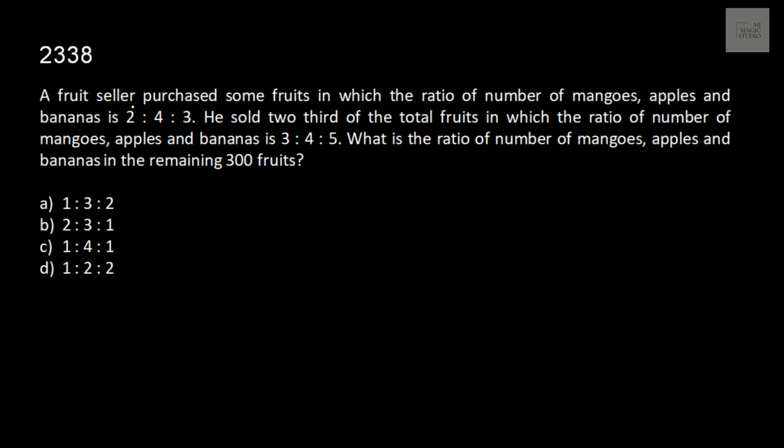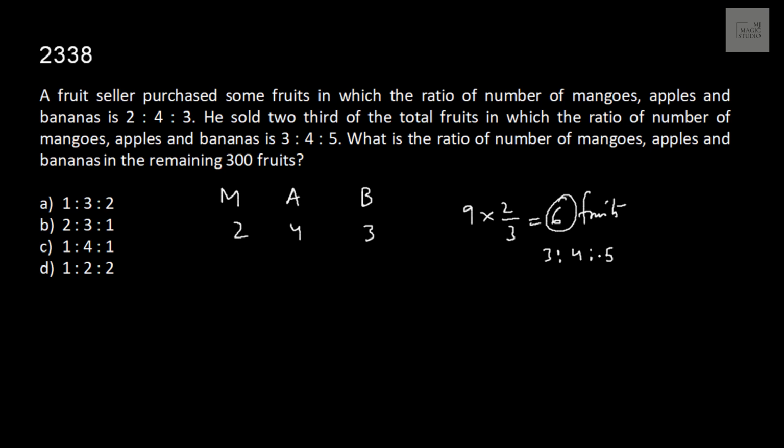A fruit seller purchased some fruits in which the ratio of the number of mangoes, apples, and bananas is 2:4:3. Let it be 9 fruits in total. He sold 2/3 of the total fruits. 9 into 2/3 is 6. He sold 6 fruits, in which the ratio of the number of mangoes, apples and bananas is 3:4:5. So in 6, the ratio is 3:4:5.